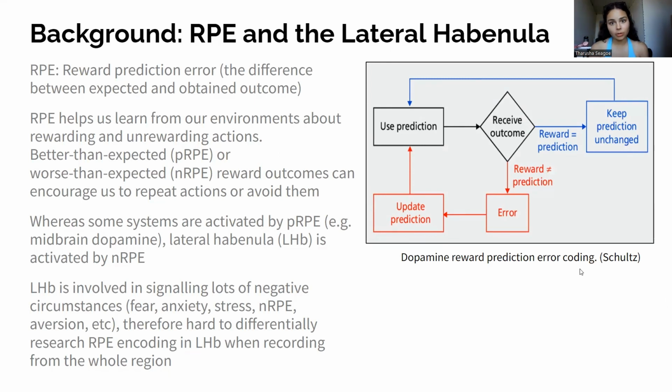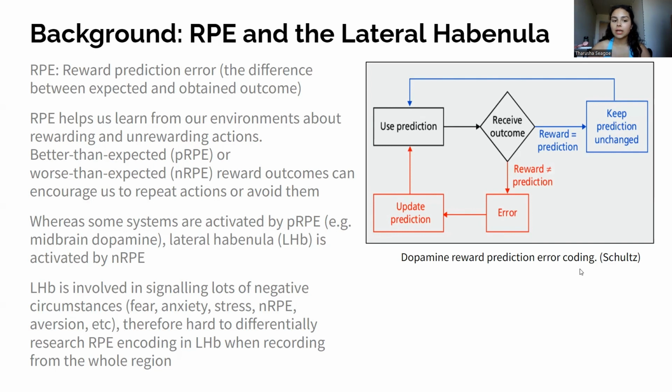So RPE stands for reward prediction error. As for the diagram on the right, you can kind of just think of it as the difference between what you expect an outcome to be in terms of a rewarding outcome and what the actual outcome is. So positive reward prediction error is a better than expected outcome, whereas negative reward prediction error is a worse than expected outcome. And so there are some systems in the brain that are activated by positive RPE, such as the midbrain dopaminergic system, which is a more commonly understood one, where essentially some better than expected outcome happens pertaining to reward, and there is an increase in dopamine firing.